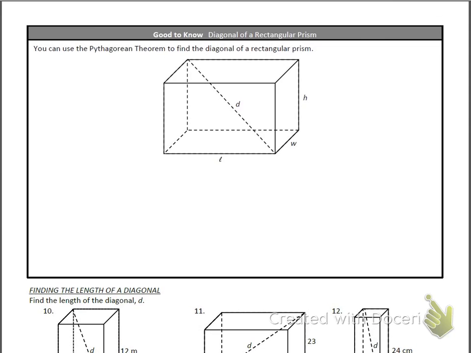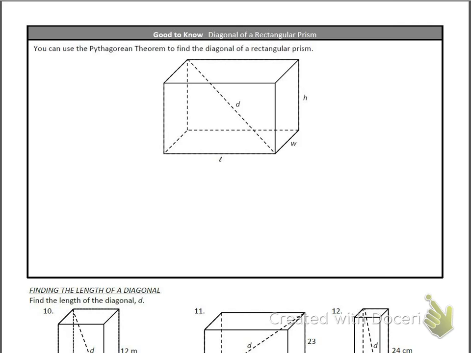Something else that you have to be able to do in 8th grade, which is kind of difficult, is finding the diagonal of a rectangular prism. So let me go get a visual aid for you. First of all, I want you guys to look at the drawing. Is there a way that we can make triangles out of this? What do you think? Because we know a little bit about triangles now.